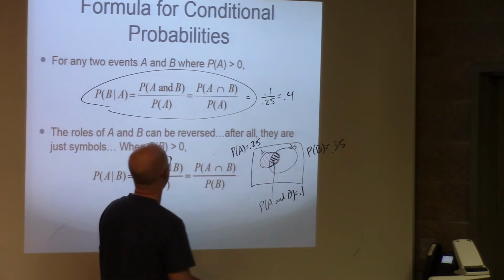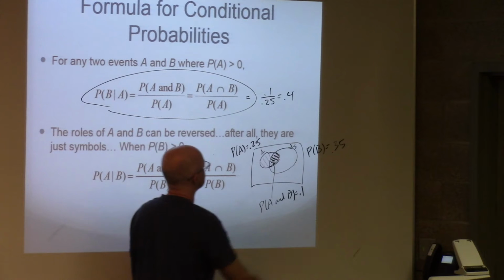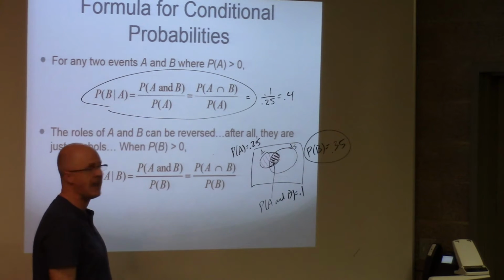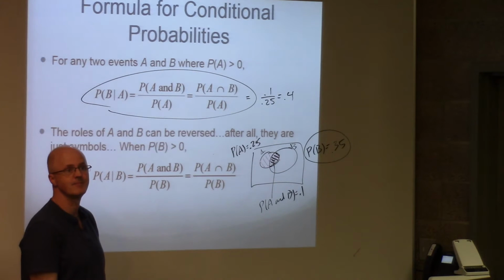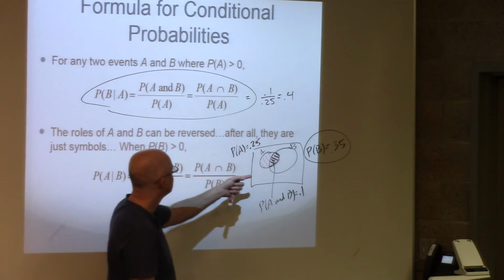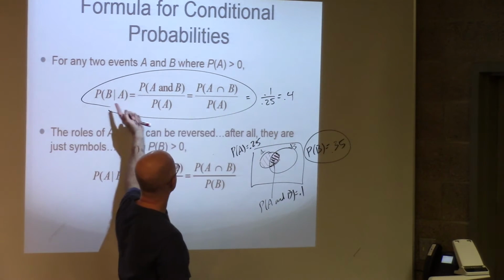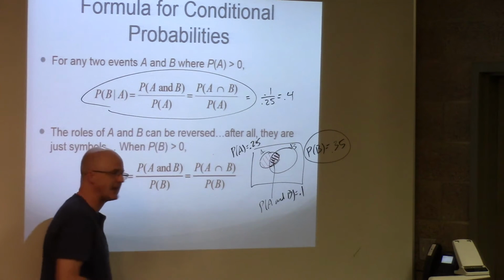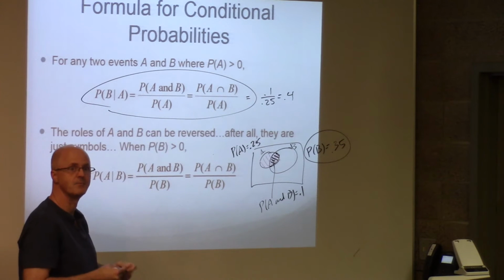That's not the same as the probability of B, which is 0.35. So in this case, A and B are not independent. If those probabilities were equal, then they would be independent. But knowing that A has occurred increases your assessment of the likelihood that B has occurred. That's the idea. And again, the Venn diagram can be helpful for thinking that through.